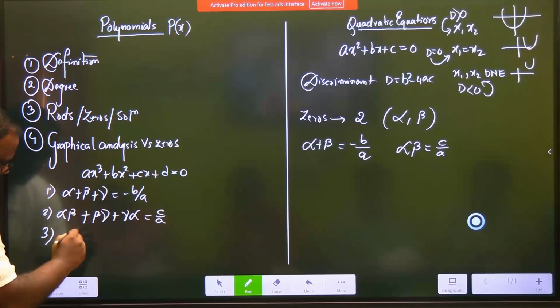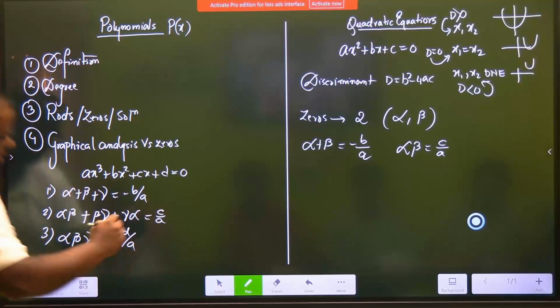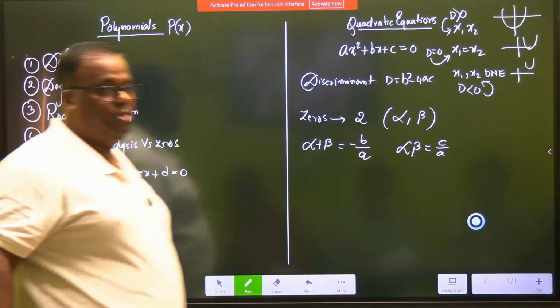And third is alpha beta gamma is equal to minus d by a. NCERT book has this mentioned.